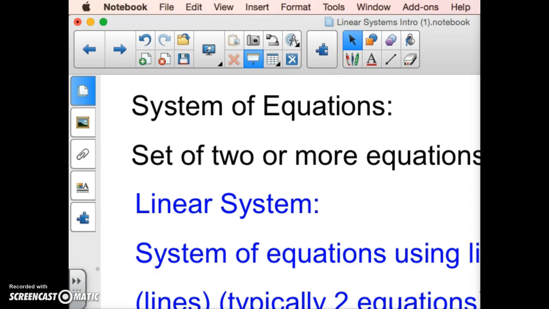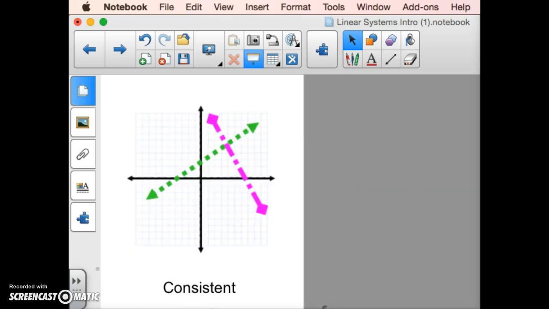Now, in dealing with two lines in a system, typically we have three options. Most typical option is you have two lines that are crossing. Notice the green and the pink lines are crossing. They share one point. The terminology for this is it is a consistent and independent system. They share exactly one point.